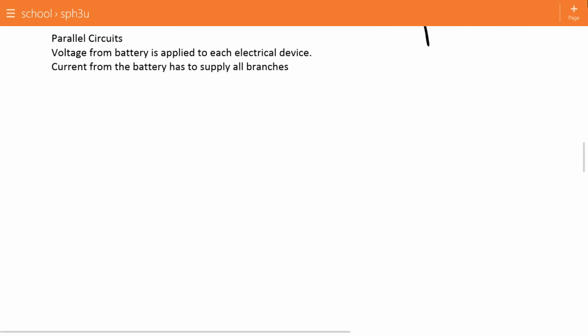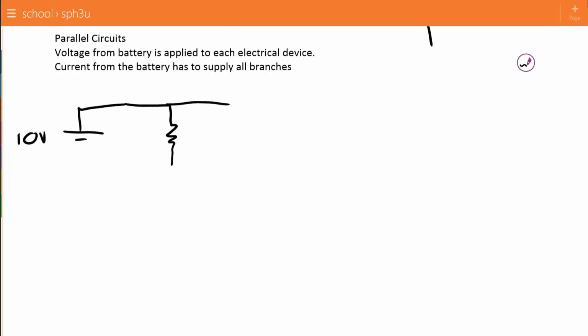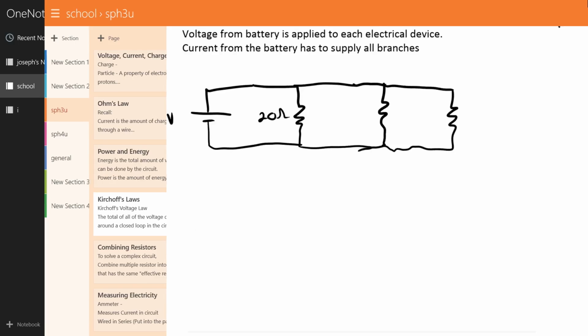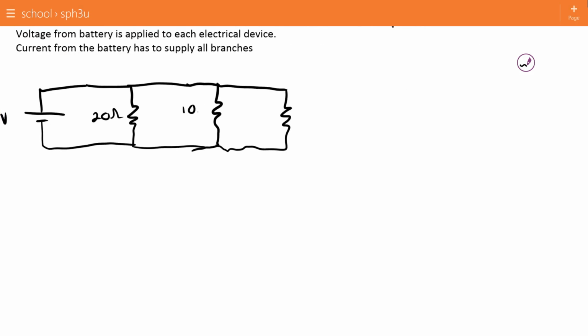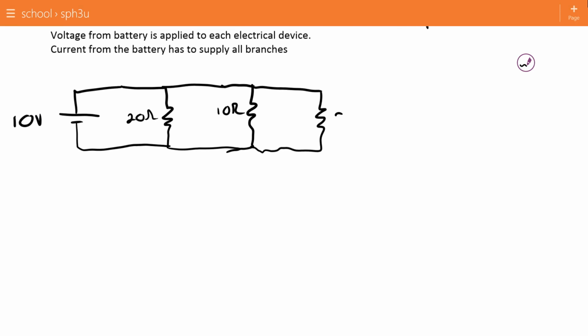Parallel circuit's actually a little bit easier than that. In this case, whatever voltage we have in the battery is spread between however many branches we have in the circuit separately. So let's just do this. Let's make this a 20 ohm resistor, a 10 ohm resistor, and a 5 ohm resistor.